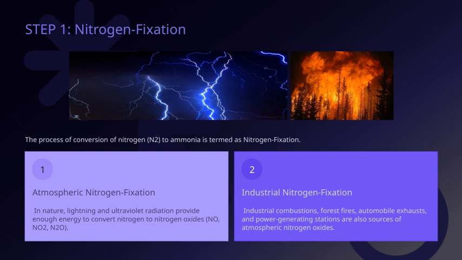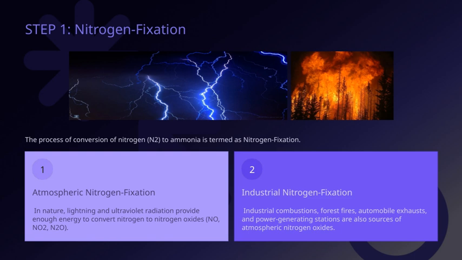Now, shifting focus to natural processes, there's something called atmospheric nitrogen fixation. This is where lightning and ultraviolet radiation provide enough energy to convert nitrogen molecules in the air into nitrogen oxides, such as NO, NO2, and N2O. These natural processes play a significant role in the nitrogen cycle.